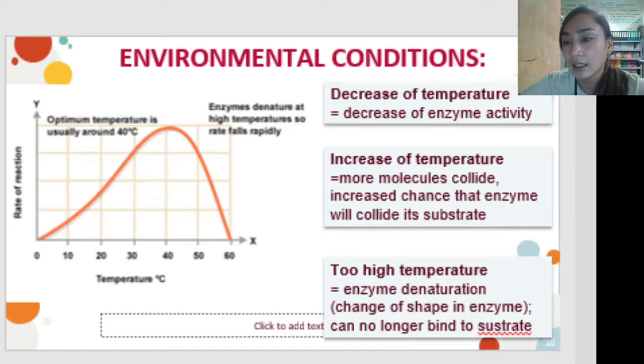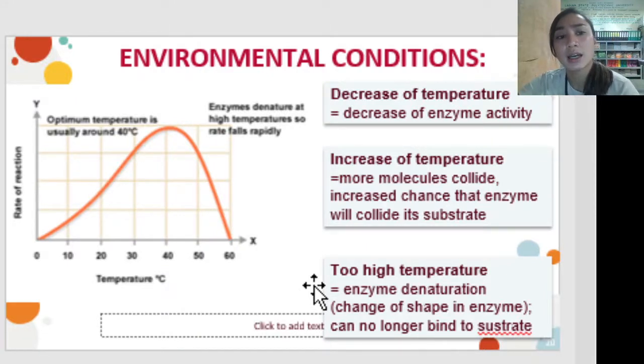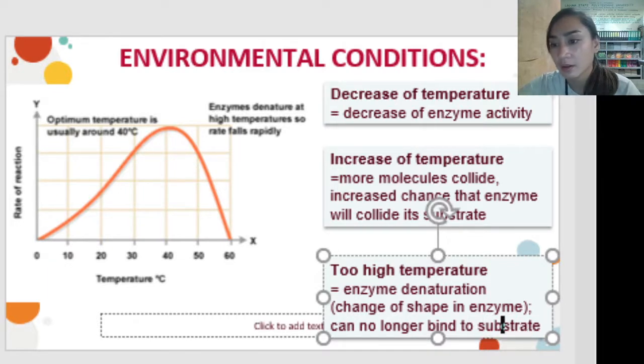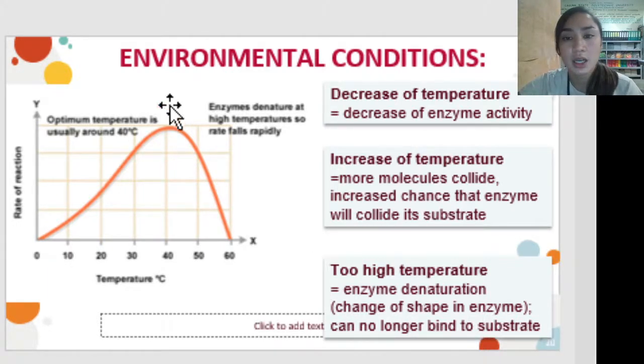And then, yung ating condition number 3, if there is too high of a temperature, it is possible, high chance, that the enzyme will have denaturation, or there is a change of shape in the enzyme. So, usually, mag-shrink siya, and it can no longer bind to a substrate. Okay, sorry, this should be substrate. So, sabi dito, enzyme denatures at high temperature, so rate falls rapidly. So, kita nyo naman dito na nag-increase na ng temperature above 37 degrees Celsius. So, bumaba yung rate of reaction kasi nagkaroon na siya ng denaturation.